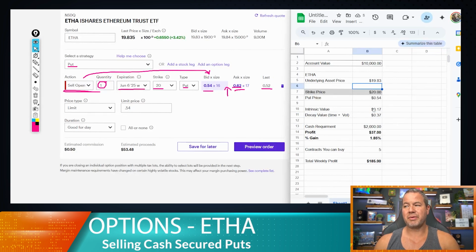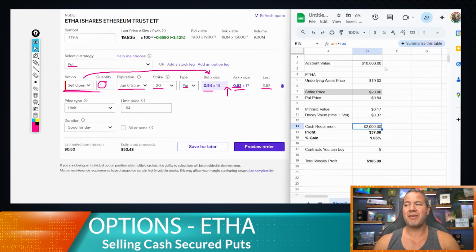Then on Friday, we'd have to buy it back for 17 cents, and we'd made 37 cents in time premium, which actually ends up being a 1.85% gain. Now, remember, our cash requirement for this put is the same as the strike price times 100. Every single contract is basically 100 shares of stock that you're representing. So your cash requirement for this strike is $2,000.